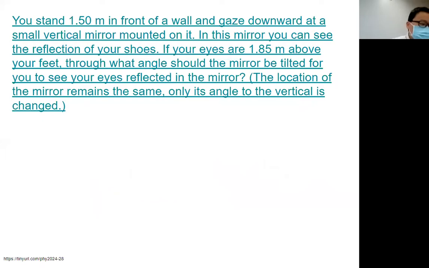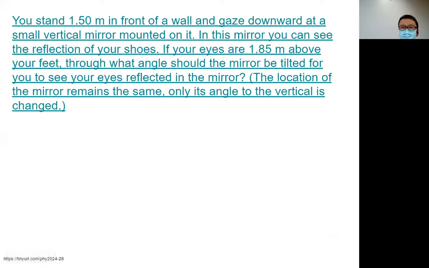Okay, let's take a look at one example associated with the law of reflection. It says you stand 1.5 meters in front of a wall and gaze downward at a small vertical mirror mounted on it. In this mirror, you can see the reflection of your shoes. If your eyes are 1.85 meters above your feet, through what angle should the mirror be tilted for you to see your eyes reflected in the mirror? The location of the mirror remains the same, only its angle to the vertical is changed.